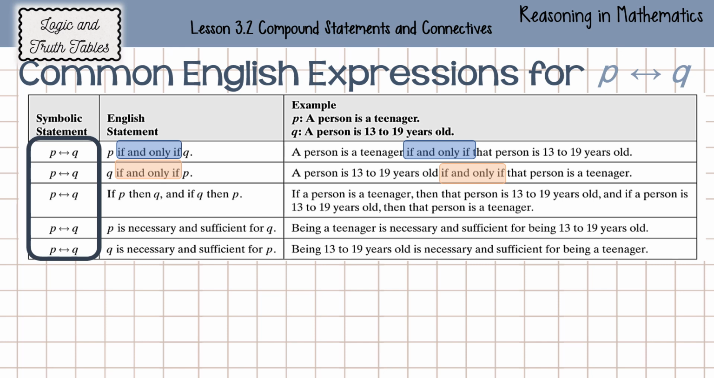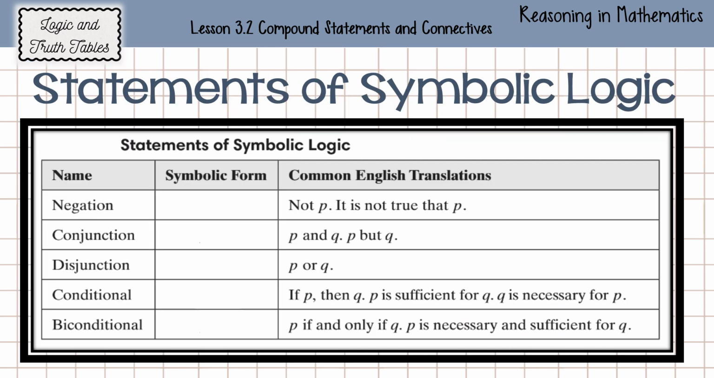Now the necessary and sufficient part. P is necessary and sufficient for Q. So being a teenager is necessary and sufficient for being 13 to 19 years old. We can do it the other way. Q is necessary and sufficient for P. So being 13 to 19 years old is necessary and sufficient for being a teenager.